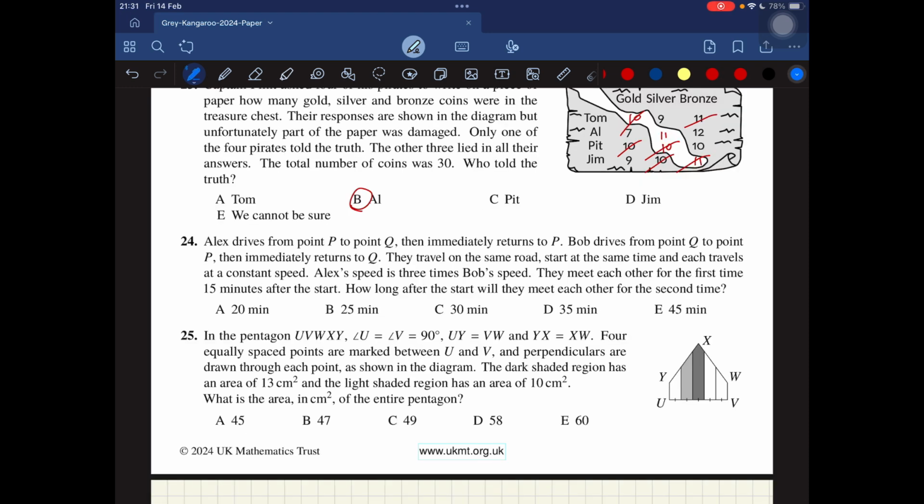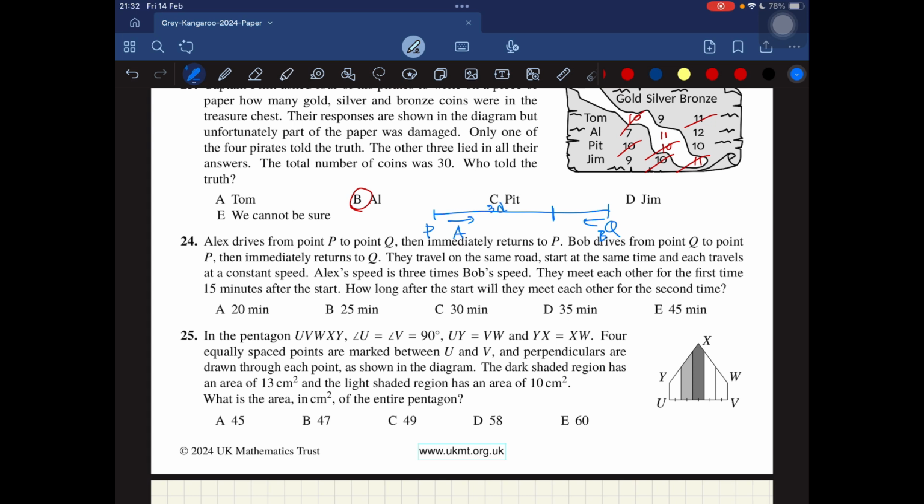Number 24. Alex drives from P to Q, immediately returns to P. Bob drives from Q to P. So like this, Alex. Like this, Bob. And they travel on the same road and start at the same time. Each travels at a constant speed. So for example, after 15 minutes they meet, but Alex is 3 times Bob's speed.